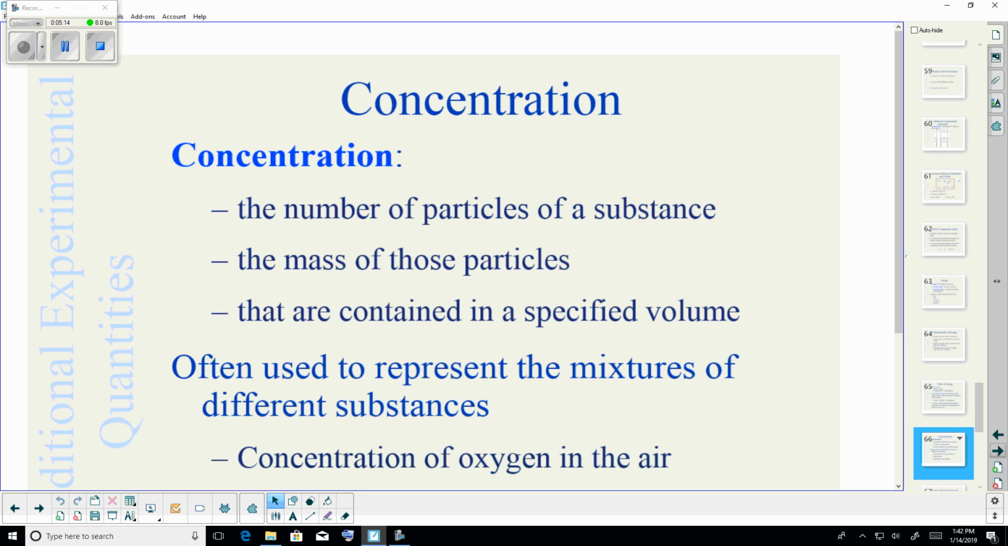Concentration. When we talk about concentration, we're talking about the number of particles of a substance, the mass of those particles, that are contained in a specific volume. So if you have two solutions, one is 5%, one is 10%, let's say sodium chloride, the 10% sodium chloride has twice as many sodium chloride molecules per unit volume as the 5%.